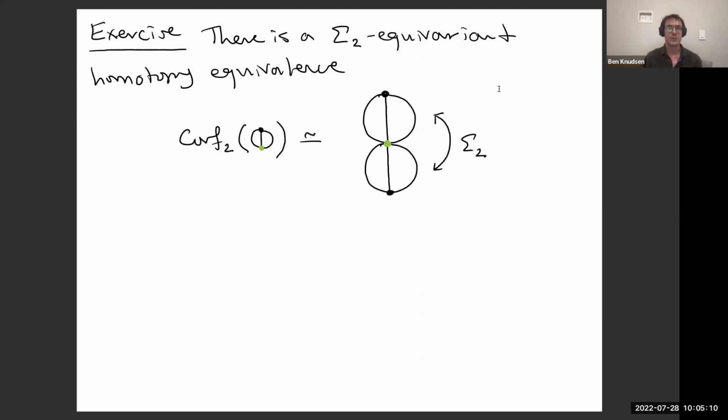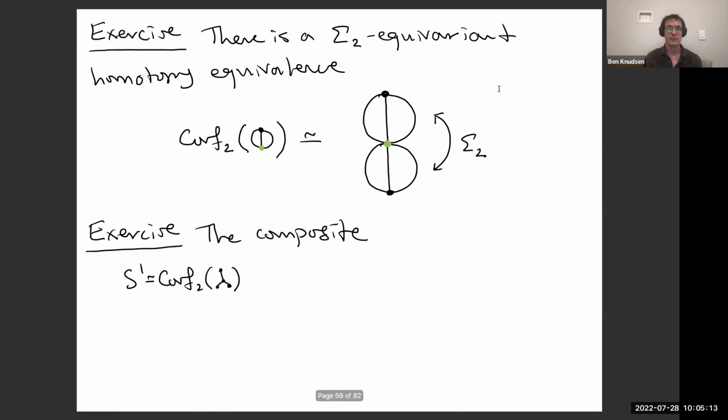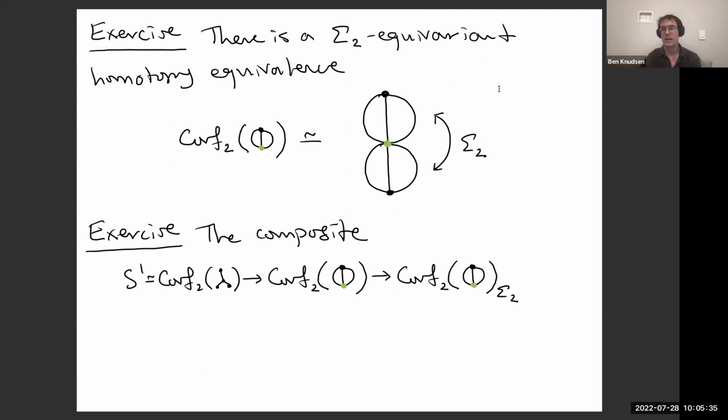Okay, so that's an exercise. Here's another exercise. If I look at the following composite, I have the circle, which is described by the two particles taking turns moving through the central vertex in this configuration space. And I can do this quotient map, which pushes them into the graph with sinks. And then I can mod out by sigma 2. And I can recognize that that has the homotopy type of a wedge of two circles. So now this map is a map from S1 to S1 wedge S1. Which one is it?